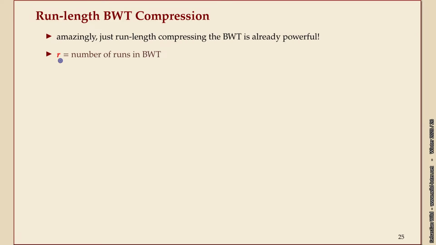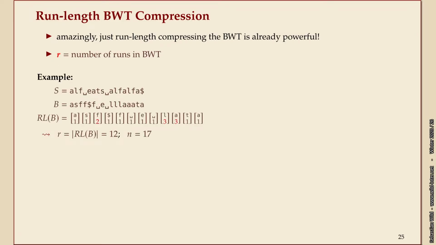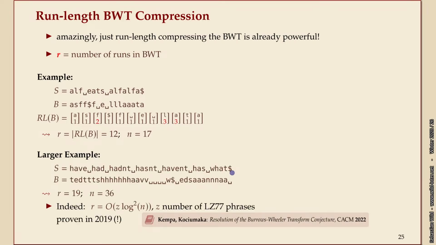Then here's some example from previously. Here R would be 12, whereas the length of the text was 17. So we saved a little bit by having these runs here. In this bigger example, we even get to half of the length of the text. And this is quite typical to continue. And what you can prove is that this number of runs is related to what you get from a Lempel-Ziv compression method. Again, if you don't know what Lempel-Ziv 77 is, it's not important.